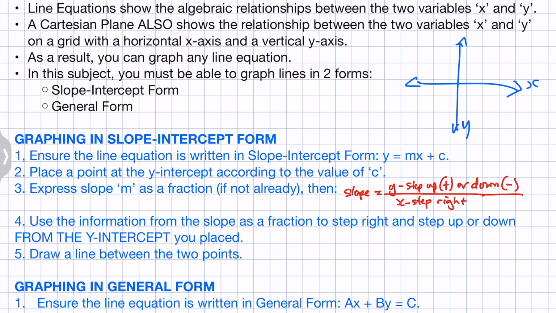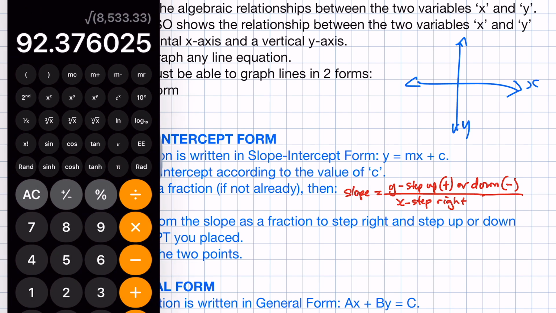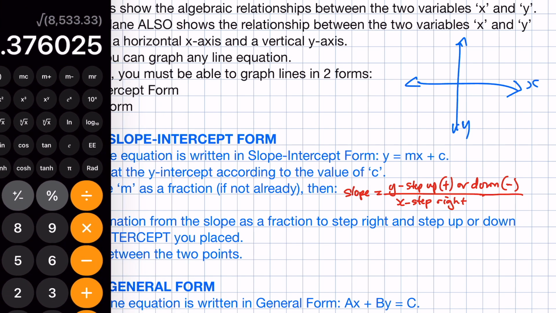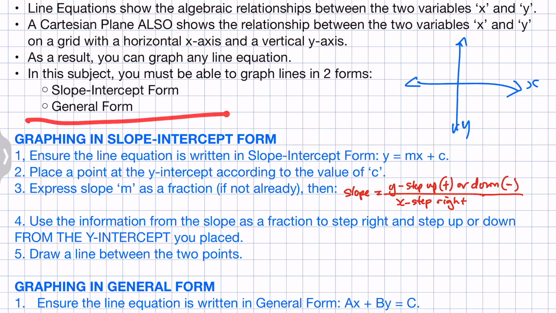In this subject, you must be able to graph lines in two forms. I am certain that you've done slope-intercept form because on Friday, you had a vague idea. You were able to answer it, but it took a while. I would rather that you get it from me from scratch so that I can refer back to my own teaching. So, get this down. Graphing in slope-intercept form.